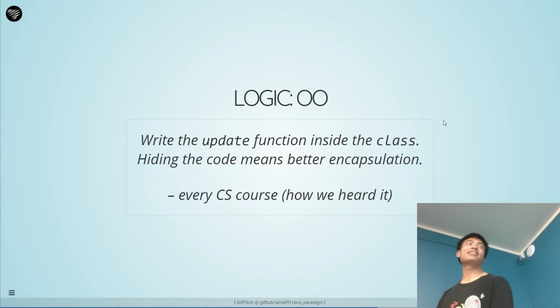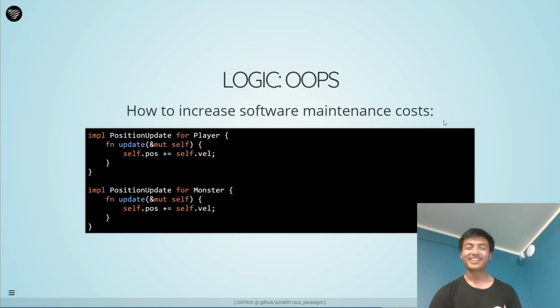Write the update function inside the class. Hiding the code means better encapsulation. That's what we heard from every CS course. That's not what they said, right? My lecture is out right in front of me. Yep.